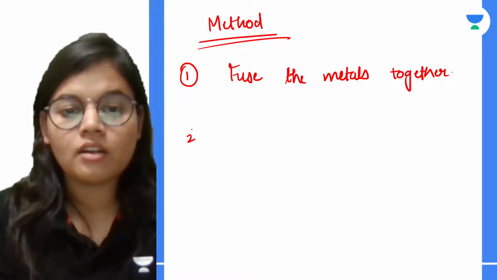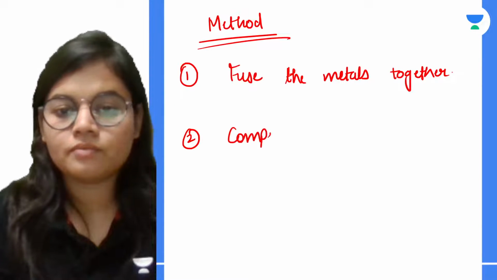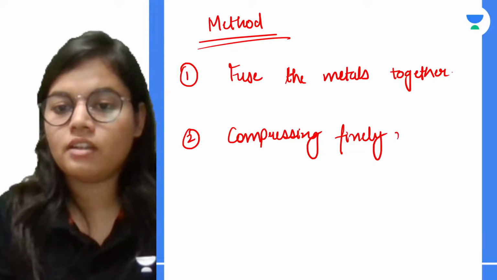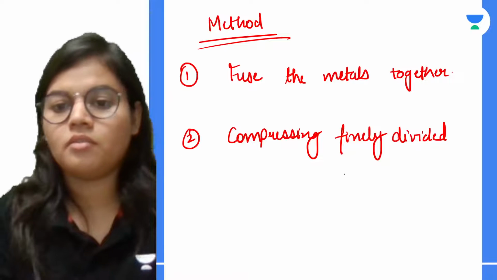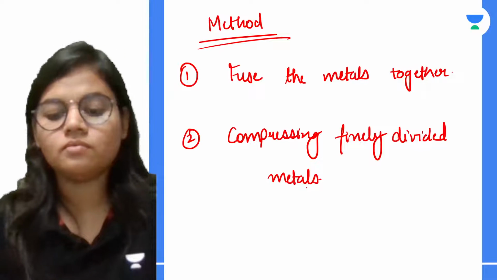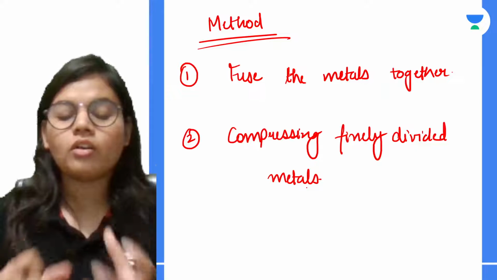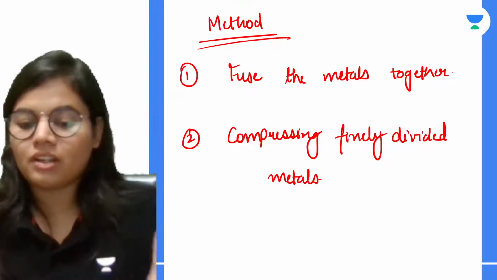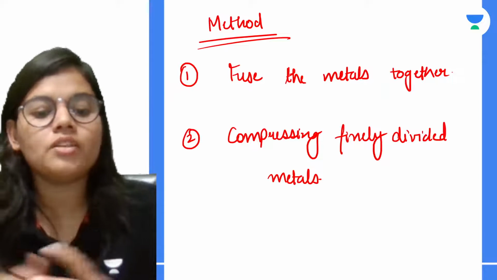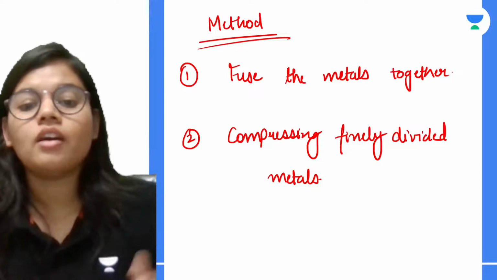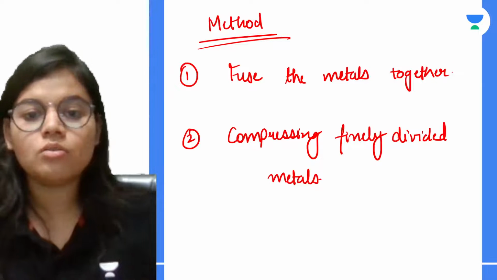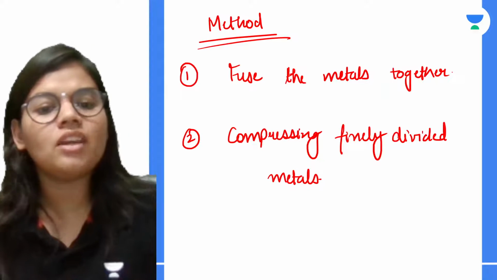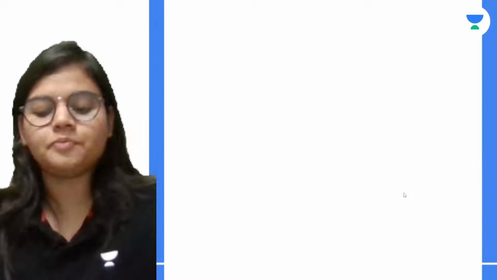Next, by compressing finely divided metals. So some metals are divided very finely, and what are we doing? We are compressing it, we are giving the pressure, and what happens? The alloy is formed. So this is one of the methods. So these are the two most commonly used methods for alloying. Now let us talk about some of the very common alloys of some elements.